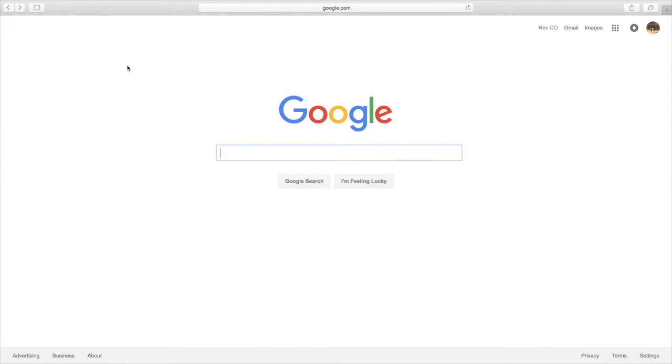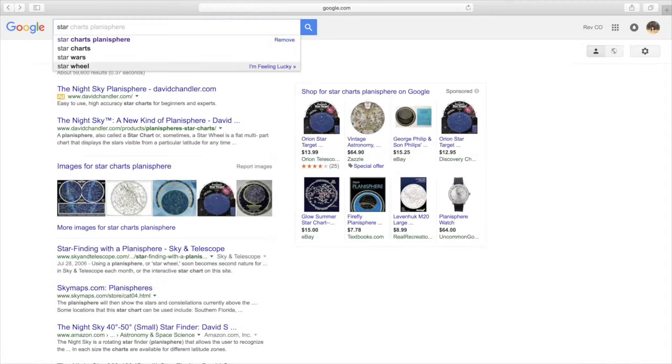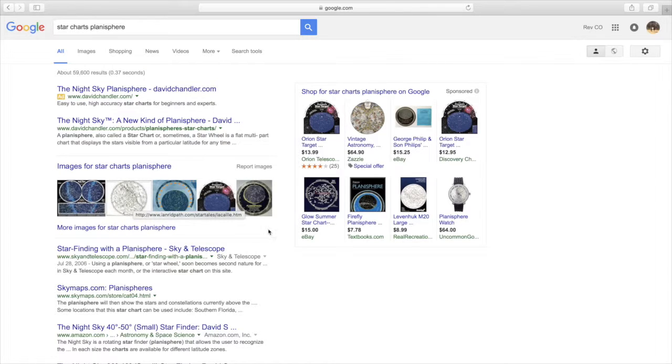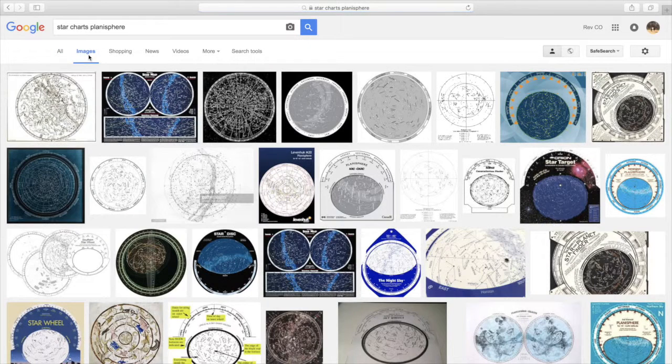So I went out to Google and I decided to type in star charts or planisphere, to see if I couldn't find something similar. And sure enough, there are all types of star charts or planispheres out here. And you can see they're round, all of them are round. And many of them have an outside perimeter. So I'm going to go to images right here.